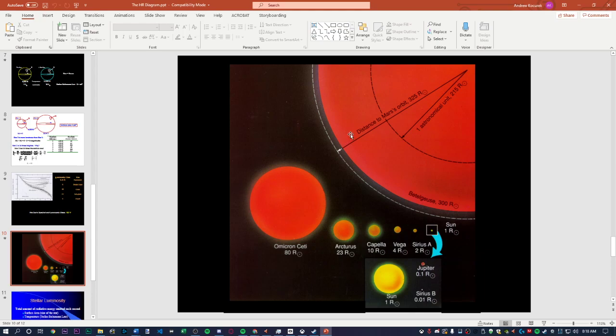These supergiant stars do pulse in and out. They do get smaller and larger, not by a very great amount, but they do. So this here is just to show you a sampling of different stars and how big they get.